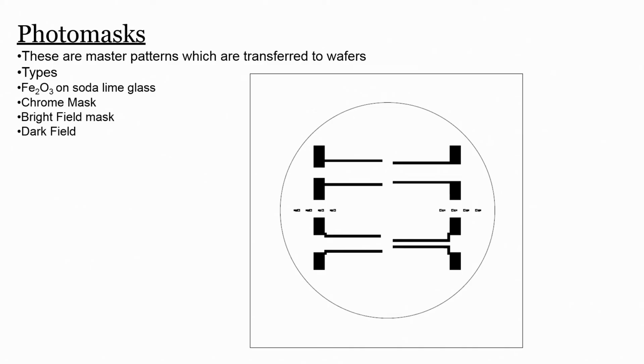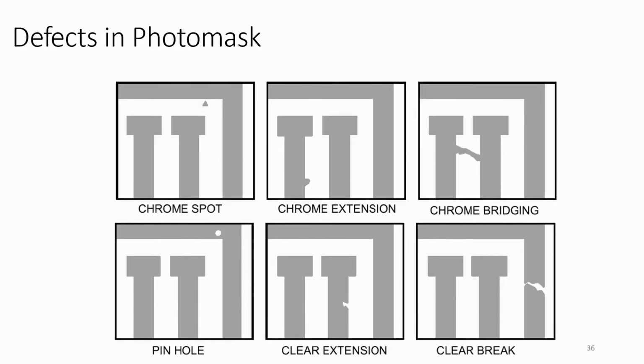Welcome to this particular module. We talked about photo masks, right? Bright field photo mask and dark field mask. These masks are master patterns which are transferred to wafers, and the types of photo mask are the Fe2O3 on soda lime glass. It can be a chrome mask, it can be bright field and dark field, as you know. These are some of the defects that are generally observed in photo masks.